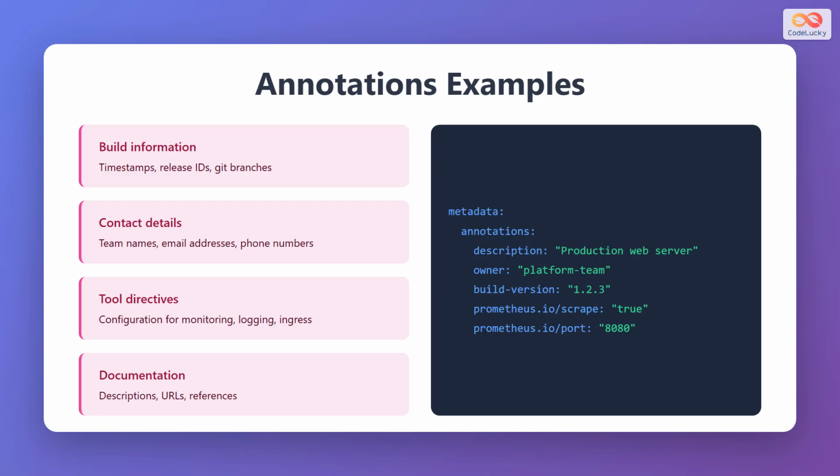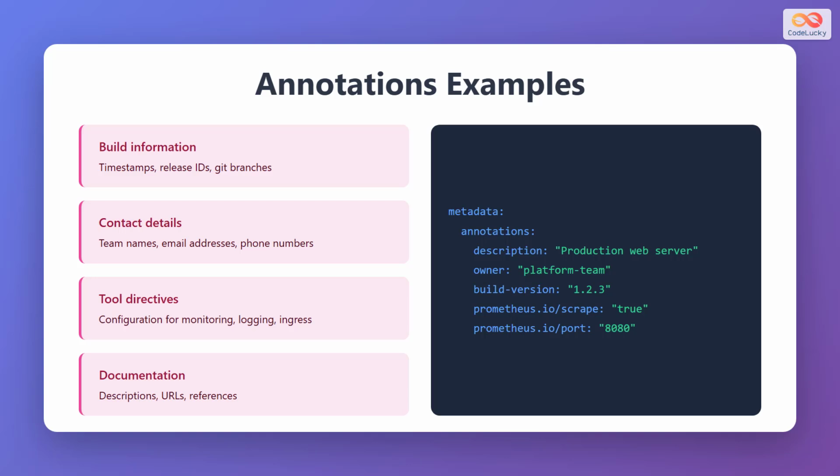Let's explore some common use cases for annotations. First, build information. You can store timestamps, release IDs, and Git branches. Second, contact details. Include team names, email addresses, and phone numbers for resource ownership. Third, tool directives. Provide configuration for monitoring systems like Prometheus, logging tools, and ingress controllers. And fourth, documentation. Add descriptions, URLs, and references for better understanding.